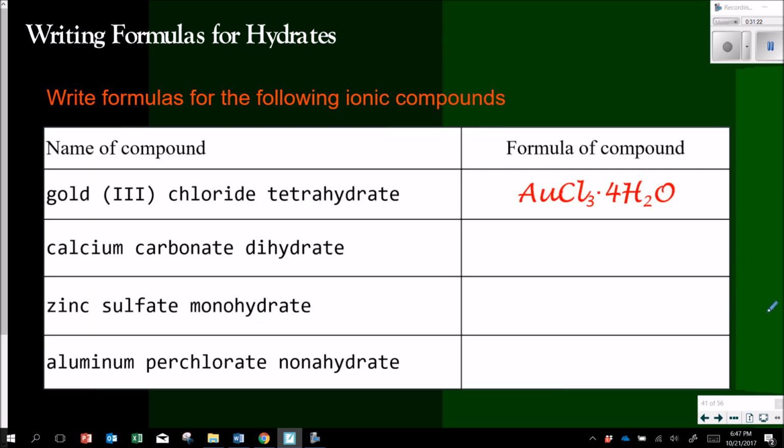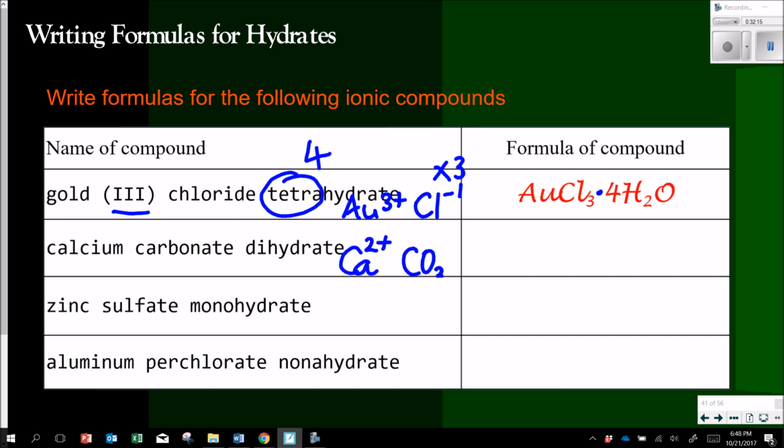Let's practice some more. Calcium carbonate dihydrate. Calcium is Ca with a charge of +2. Carbonate is CO3 with a charge of -2. The charges balance. So for each 1 calcium, I need 1 carbonate. Then we have dihydrate, and di is for 2 water molecules. So a dot and 2 H2O.